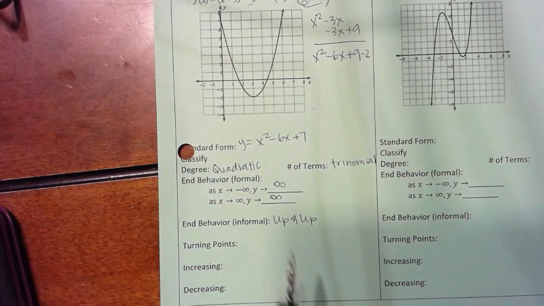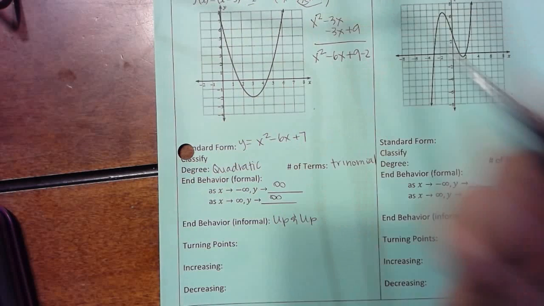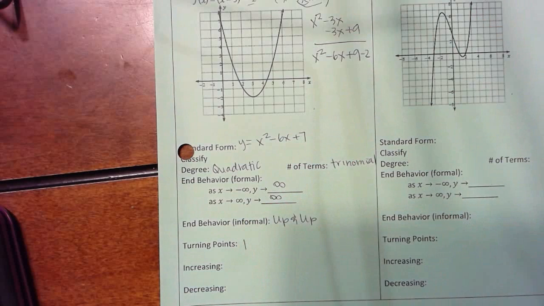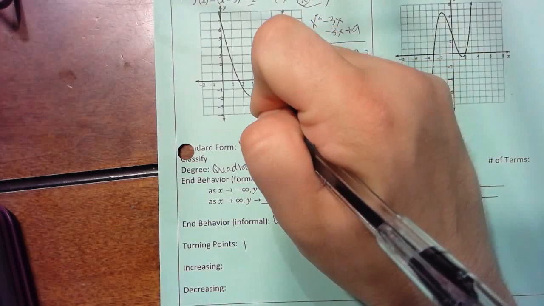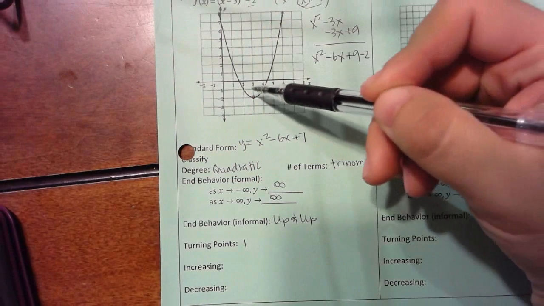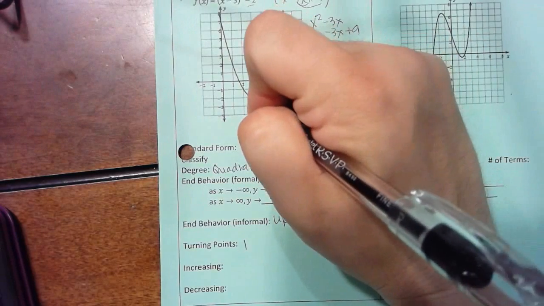On the test, I don't need to know exactly where the turning points are. I just want to know how many there are. So in this case, the graph has been provided. There's one turning point. Now in order to do increasing, decreasing, I guess it is important to look where the turning point is. On the test, the turning point will be given to you, so you don't have to estimate anything. This turning point happens at 3, negative 2.